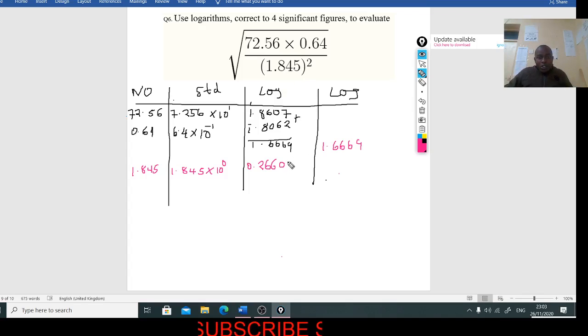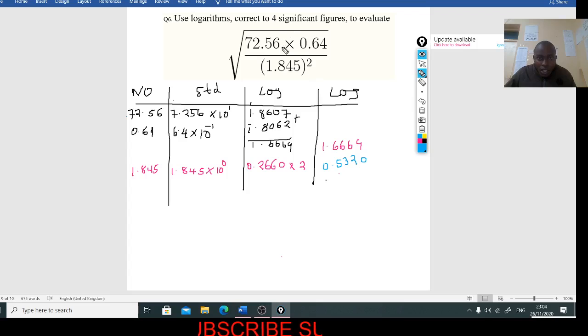If this number is squared, you multiply by 2. Whatever I get, I transfer it here. 0.2660, if I multiply by 2, I'll get 0.5320. Of course, I add a 0 here.